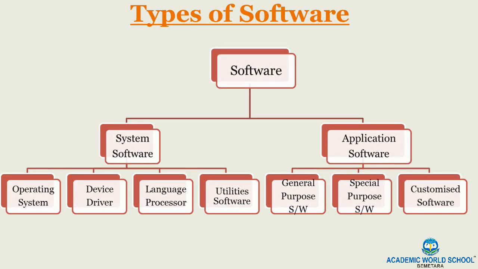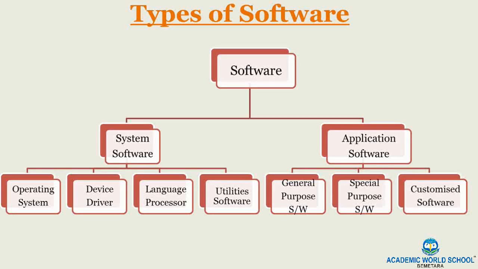So system software is divided into four categories. The first is operating system, second device driver, third language processor, fourth utility software. Then application software is divided into three categories: general purpose software, special purpose software and customized software. I will briefly explain these different types of software. The first one is operating system. Operating system is called the manager of our computer.